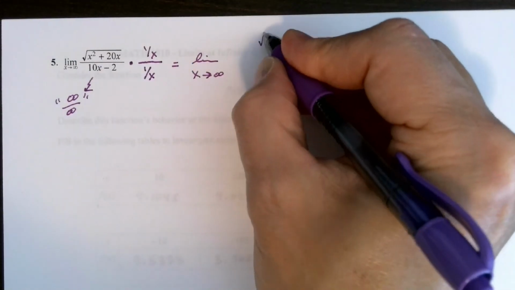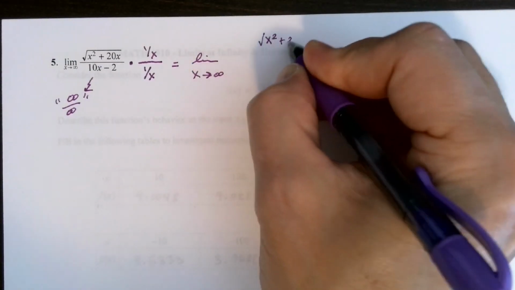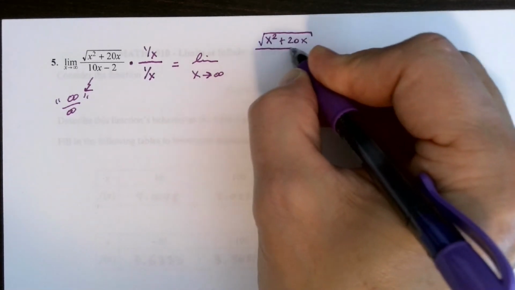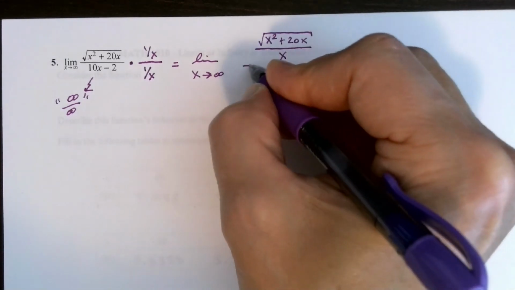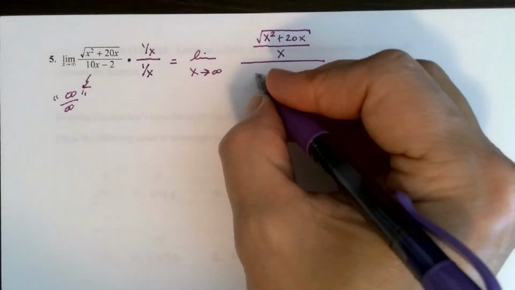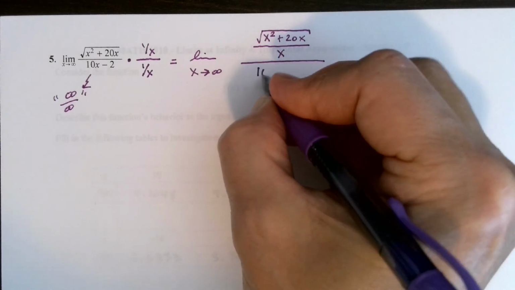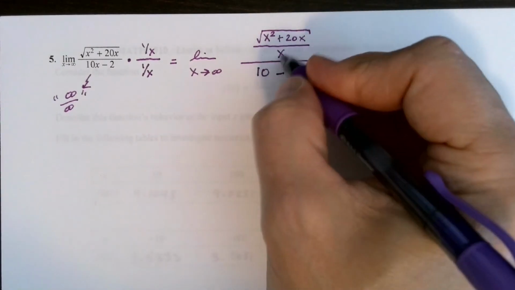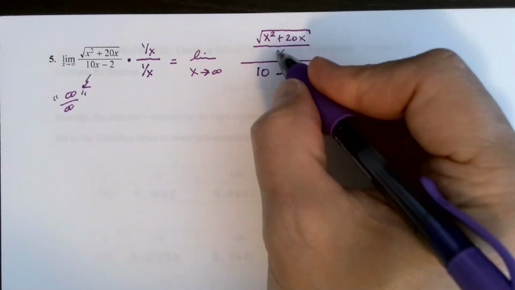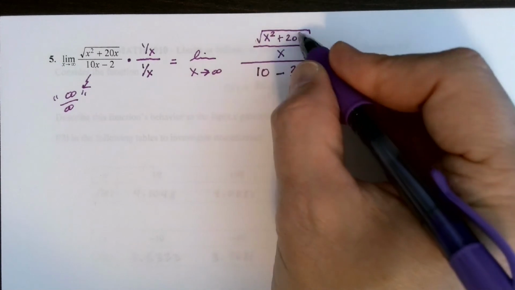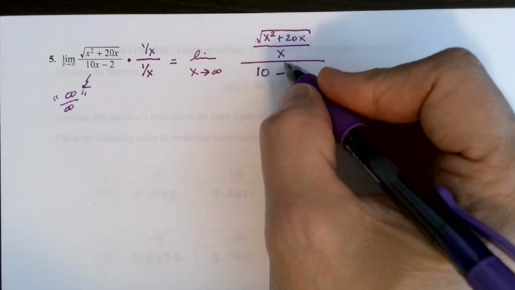And so up top, right now I'm just going to write x squared plus 20x all divided by x. And then here I'm going to do 10x divided by x is 10 minus 2 divided by x. Now why didn't I go ahead and distribute here? Can I just divide this x squared by the x and this 20x divided by x? No, because they're under the radical. I can't do that. Okay?